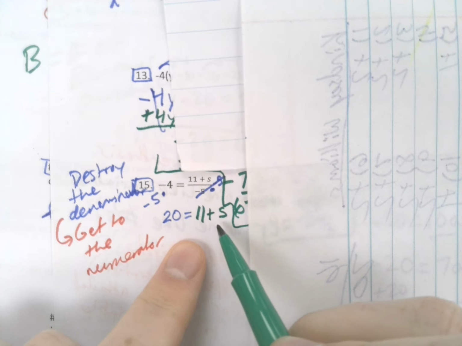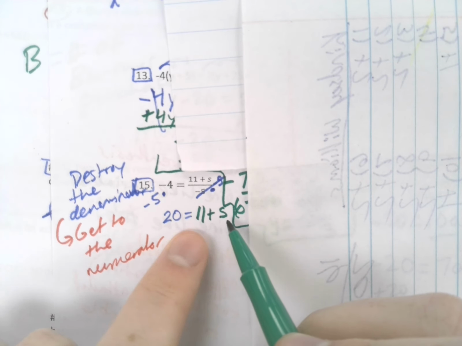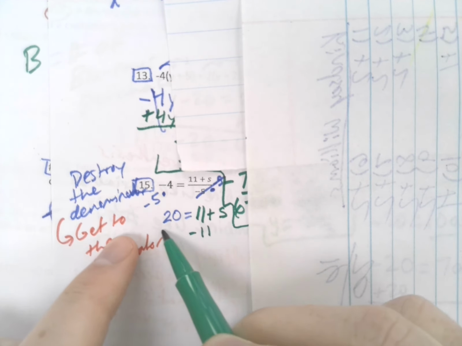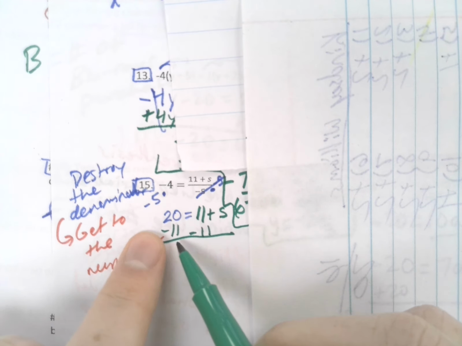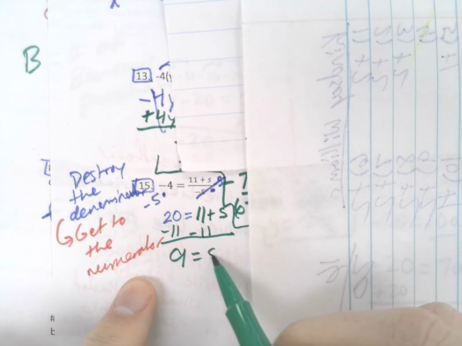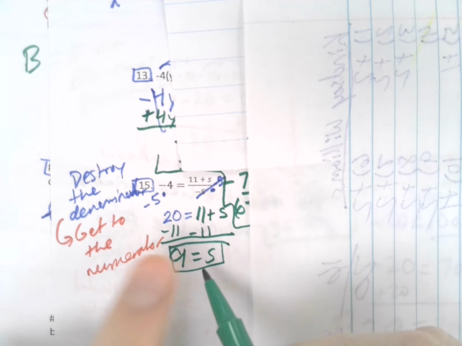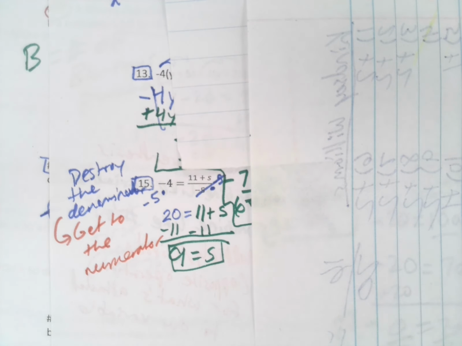And now it just becomes a one-step problem. If you have 11 plus s, and that's a positive 11, let's subtract it over. 20 minus 11 gives you 9. So s equals 9.